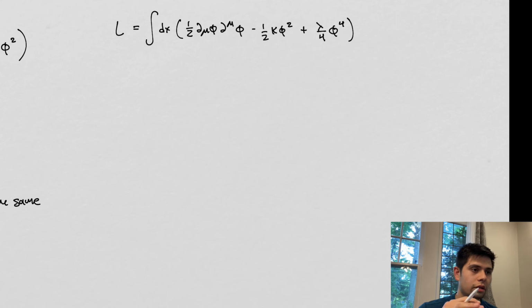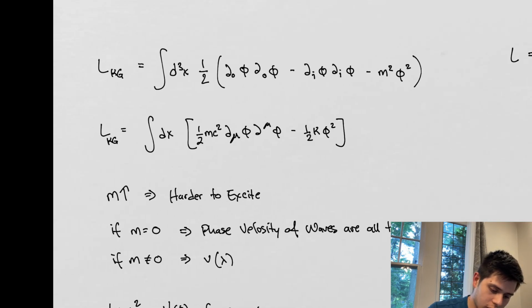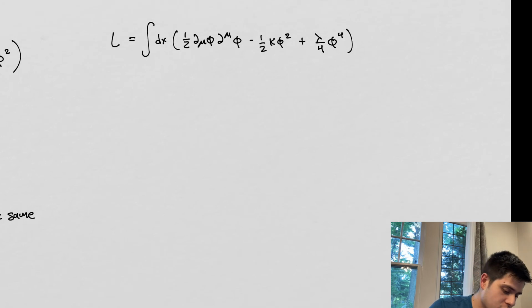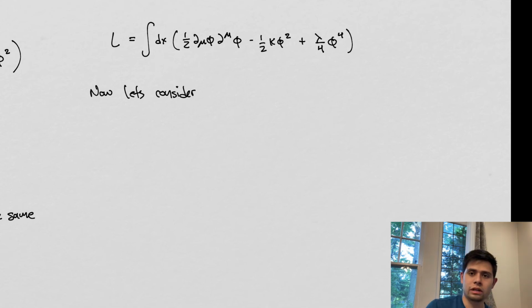So recall now that this was our Lagrangian right here. This is another way we wrote the Lagrangian. Let's consider what the solutions might look like now. So the solutions have to obey, again, I'll write it like this. So now let's consider, we're going back to looking at the Klein-Gordon equation.